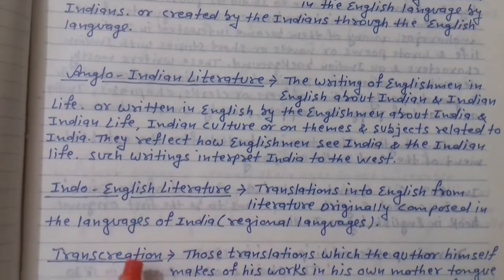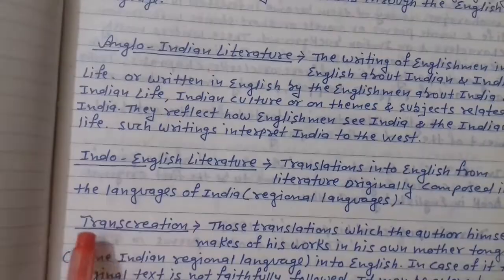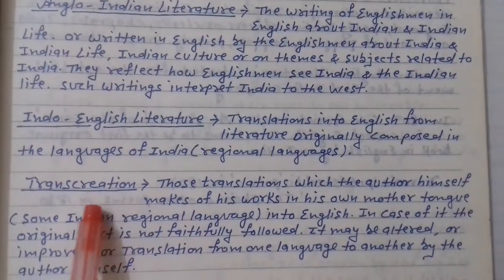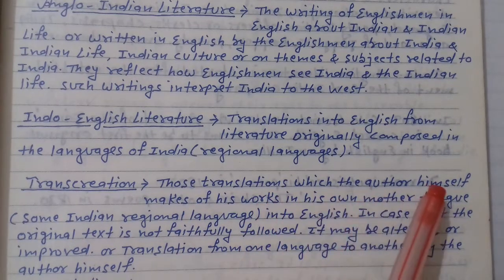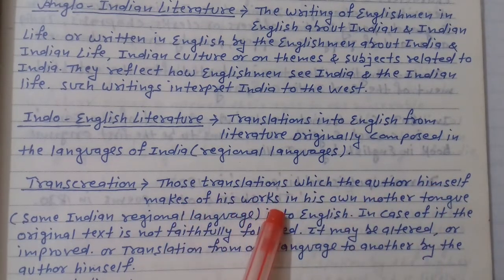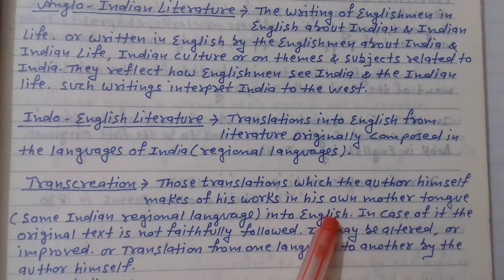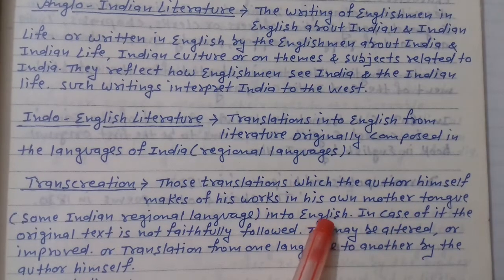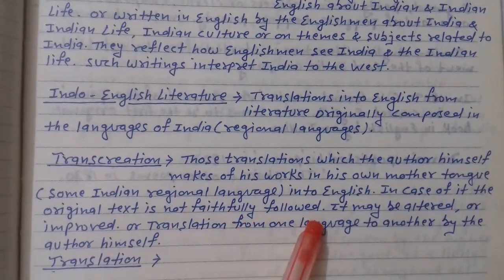Now, what is transcreation? We always hear this word in literature, transcreation. Transcreation means those translations which the author himself makes of his works from his own mother tongue into the English language. We can say, for example, Gitanjali. In this case, the original text is not faithfully followed.